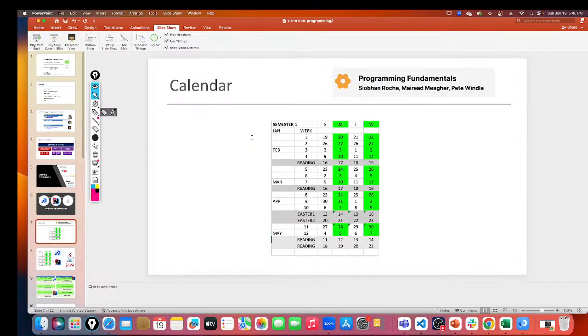So this is our calendar for the year. So you'll see that it's broken into what we call sprints. So the first sprint is 4 weeks this year, and we'll have a reading week. So that's a week when you don't have any lectures or labs, and that gives you a chance to catch up. So what we would always say to students is try not to fall any more than 3 weeks behind. So keep up with your lectures and your labs.